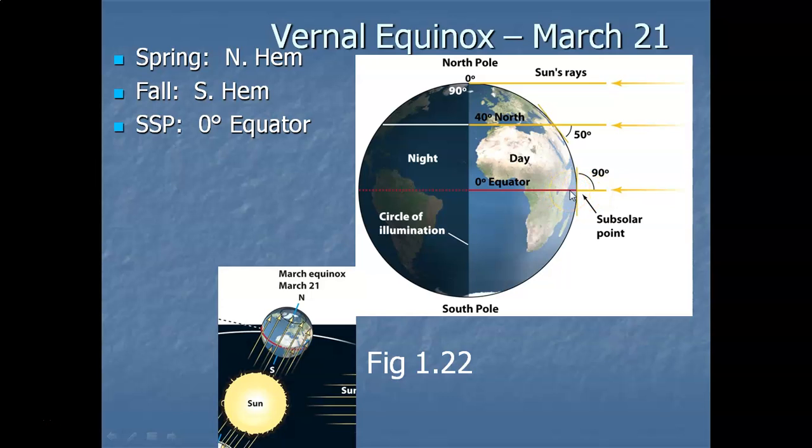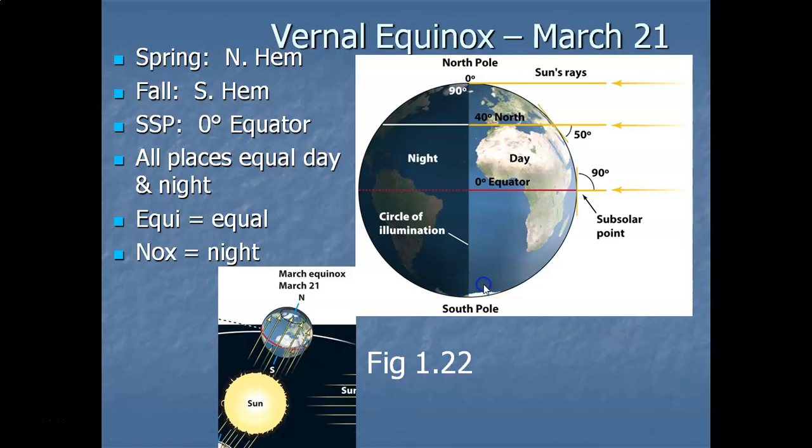All right. Now, the important thing about this day is that all places on Earth on this day are experiencing equal periods of day and night. All places, even above the Arctic and Antarctic circles. Every place is receiving equal periods of day and night, 12 hours each. And indeed, the word equinox, again, is Latin, equa, meaning equal, nox, meaning night.